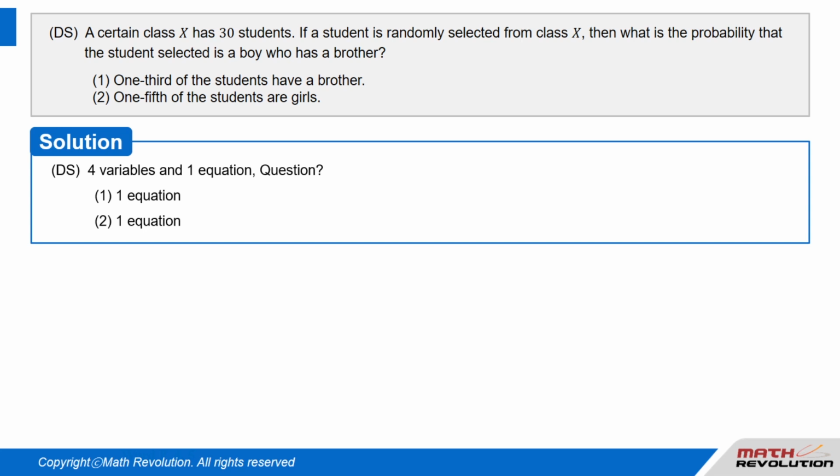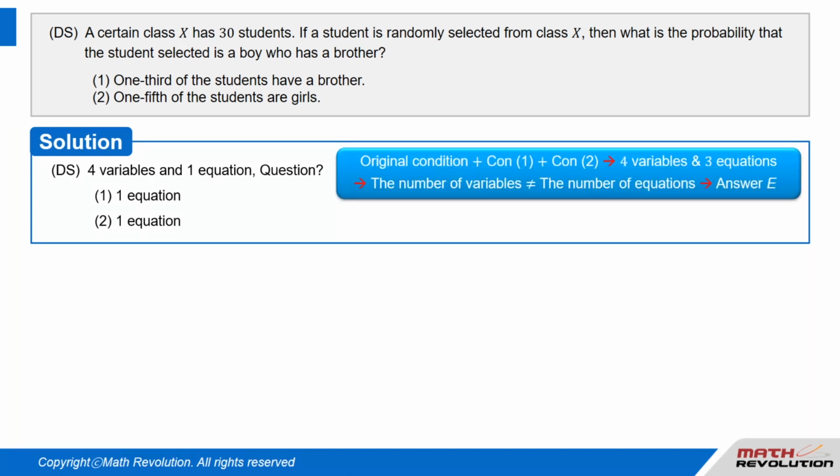Now, 4 variables and 1 equation would generally require 3 more equations for us to be able to solve for the variables. We know that each condition would usually give us an equation, resulting in a total of 3 equations, 1 each from condition 1 and condition 2, and 1 from the original condition. However, since we need 3 more equations to match the numbers of variables and equations in the original condition, the unequal number of equations and variables should logically give us an answer E.